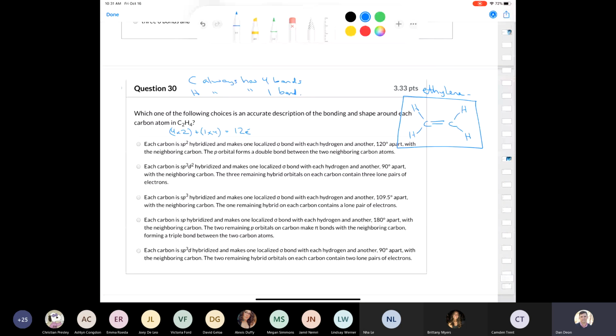Now, there are 3 regions of electron density around this carbon. Remember, a region of electron density is a single bond, a double bond, a triple bond, a lone pair, or an unpaired electron. I've got 2 single bonds and 1 double. That means that I have 3 regions of electron density around this carbon and 3 regions of electron density around this carbon. When I have 3 regions of electron density around a carbon, who could tell me what the hybridization of these carbons will be?